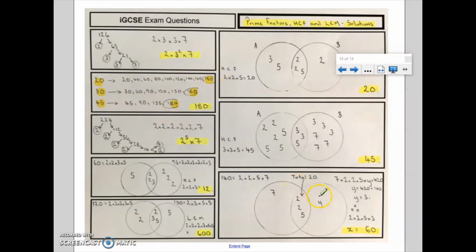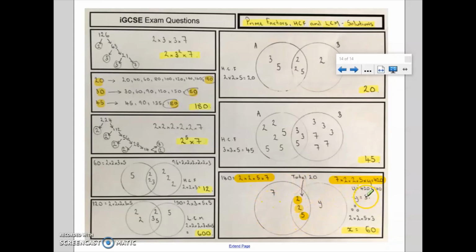For the last question here, you can approach this question by finding the prime factorization of 140. And because we knew the HCF was 20, I knew 2, 2, and 5 had to be present in the intersection, leaving the 7 over here. Therefore, I had an unknown value in this box here, which when I created this little equation, making it equal to 420 for all terms multiplied together, being the lowest common multiple.